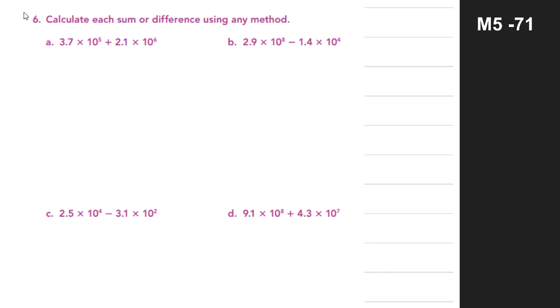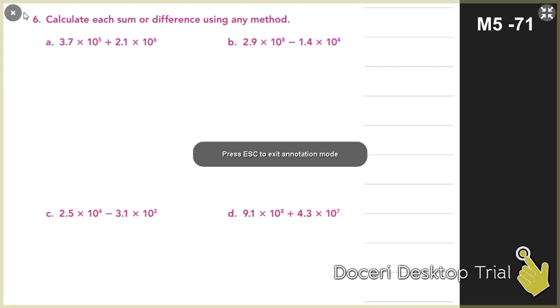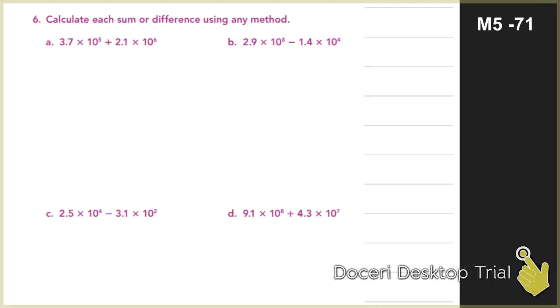All right, so on page 71, question 6 says calculate the sum or difference using any method. But we're going to use the method that we just learned, which is just keeping them in scientific notation. We're not going to turn them back into standard form. We're going to keep them in scientific notation and then solve. So the first one, letter A, is 3 7/10 times 10 to the 5th plus 2 1/10 times 10 to the 6th.